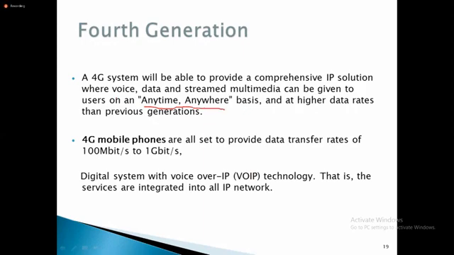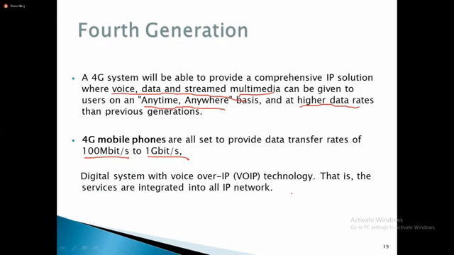Anytime, anywhere, right? So voice, data and streamed multimedia can be given to users on an anytime, anywhere basis and at higher data rates, right? From now on, the evolution of generations is more focused on data rates than previous generations. Now 4G mobile phones are all set to provide data rates up to 100 Mbps to 1 Gbps, which is quite high when you compare it with 2G technology. In 2G we transmitted in kbps, but now we are transmitting in Gbps data rates in 4G, right?